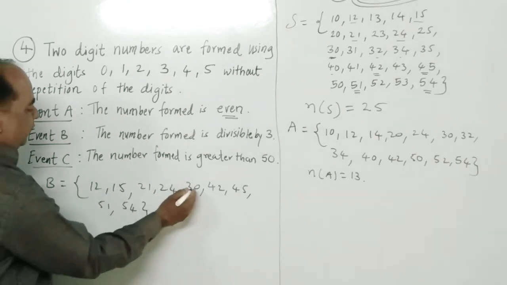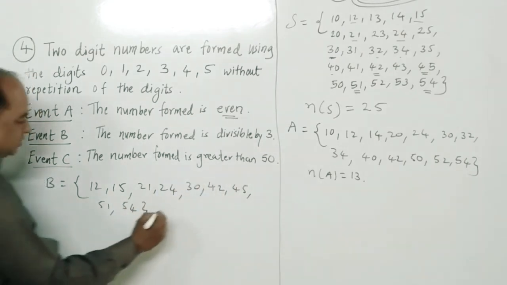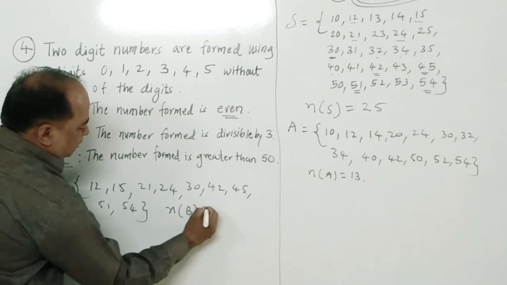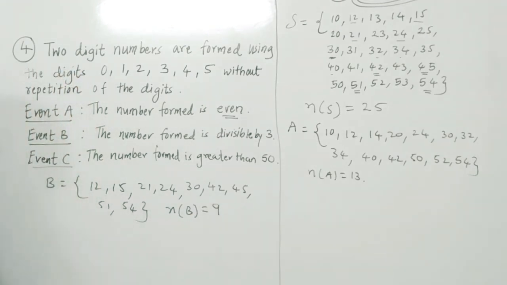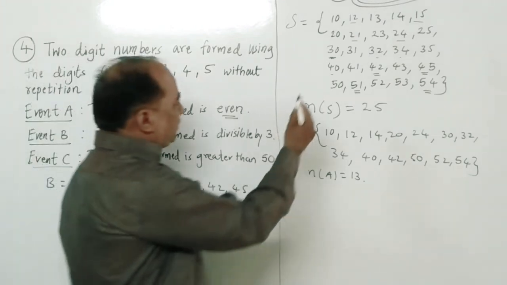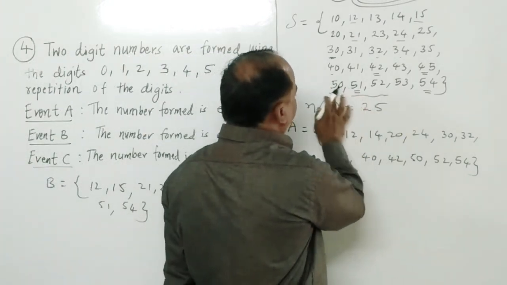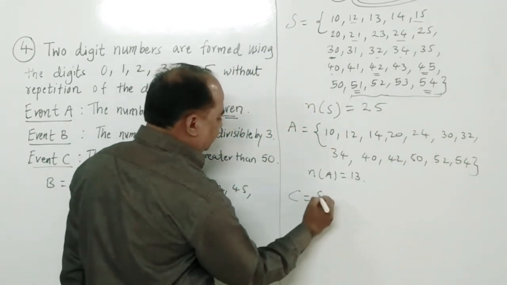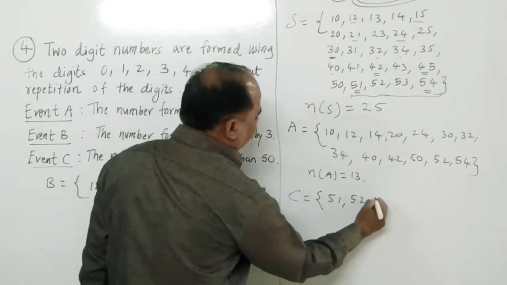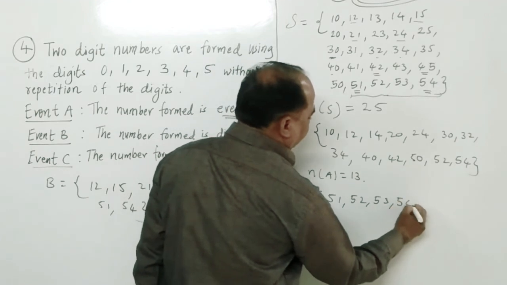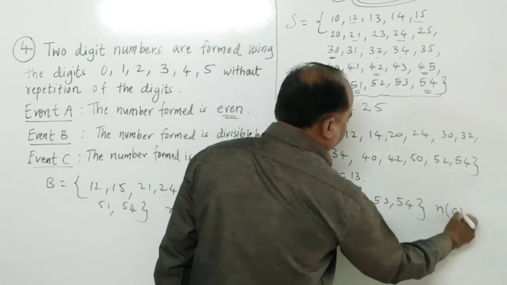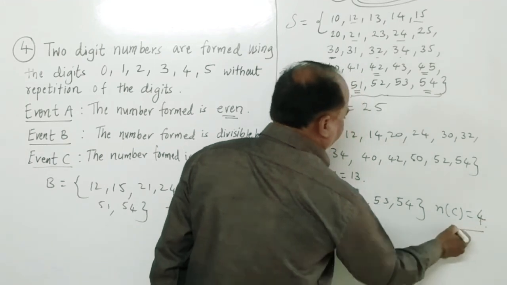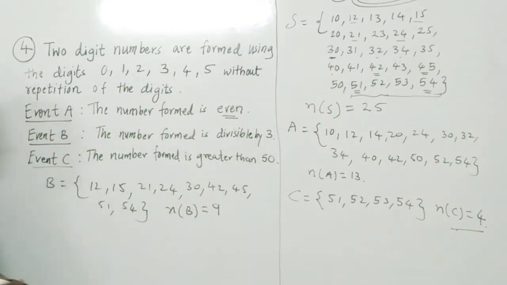So 1, 2, 3, 4, 5, 6, 7, 8 and 9. So there are in all 9 numbers which are divisible by 3. Now event C. Event C is the number which is formed is greater than 50. So numbers formed in the sample space which are greater than 50 are from 51 onwards: 51, 52, 53, 54. So n(C) is equal to 4. The number of sample points in event C is 4.